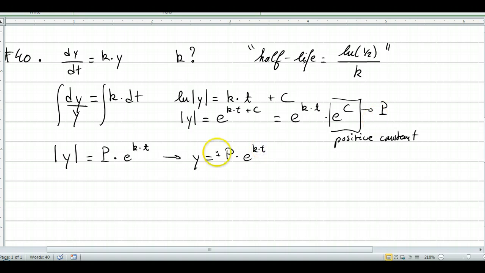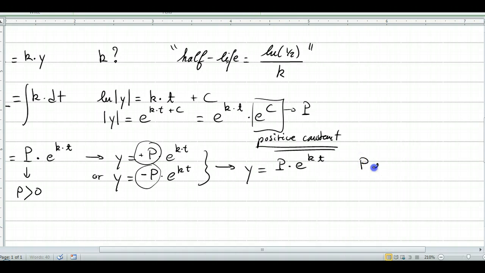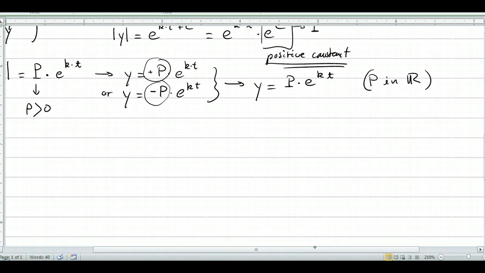Normally you would have y equals plus p times e^(kt), where this p is positive, a positive constant, or y equals negative p times e^(kt). Now you see this initial amount is sometimes positive, sometimes negative. So basically I can write my solution as y equals p times e^(kt), and p here is just a real number. That's all. Check out a previous video about solving differential equations, where we went over an example similar to that. So this question is already a bit long.